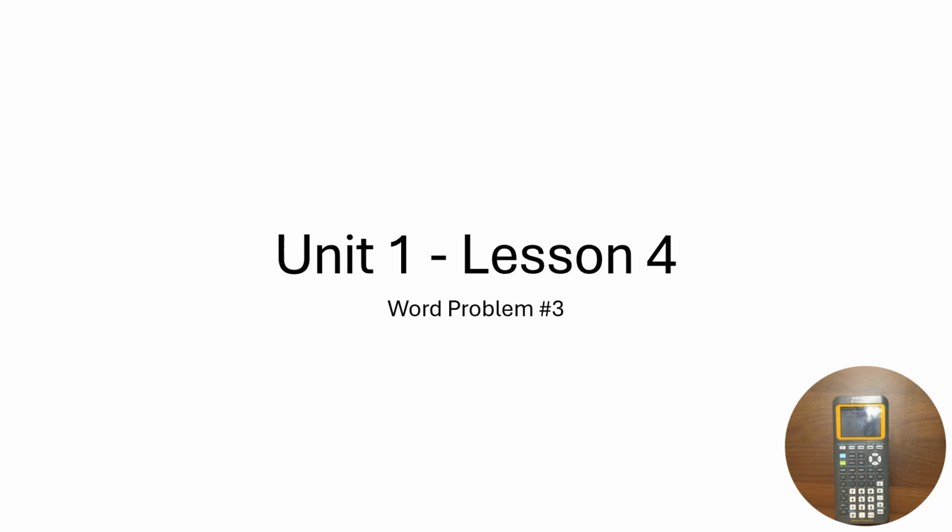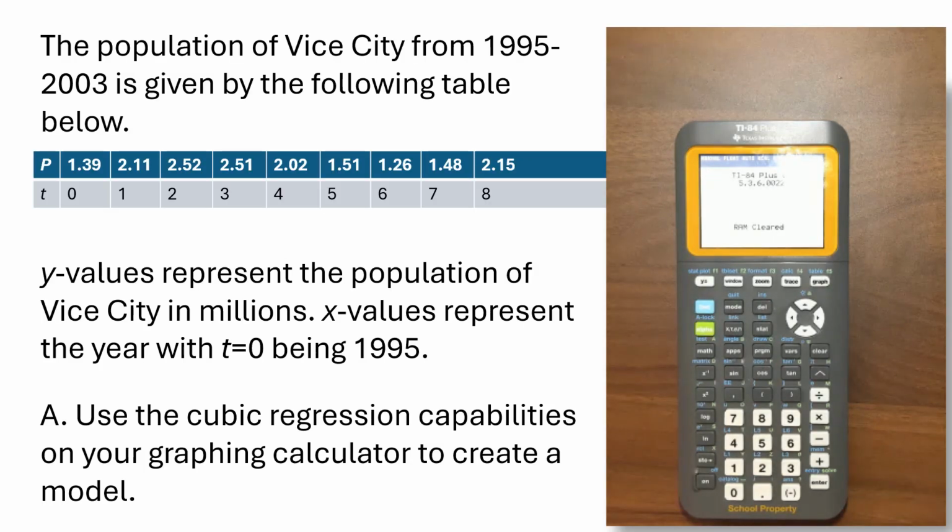Unit 1, Lesson 4, word problem number 3. Always start by resetting your calculator. When you do it correctly, it's going to say RAM cleared. Let's get started. The population of Vice City from 1995 to 2003 is given by the following table.